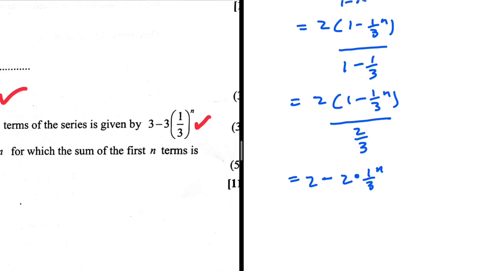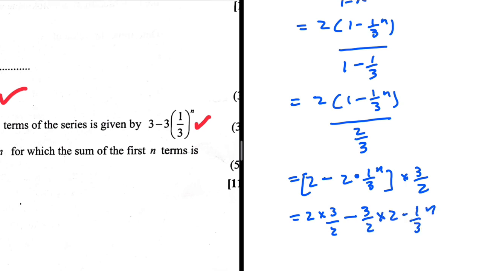Instead of dividing by 2 over 3, we can write it as multiplied by 3 over 2. I think that is how we get to what we are supposed to get ultimately. So this is going to be equal to 2 multiplied by 3 over 2. We are multiplying out by 3 over 2 now. Minus 3 over 2 multiplied by 2 multiplied by 1 over 3 to the power n.